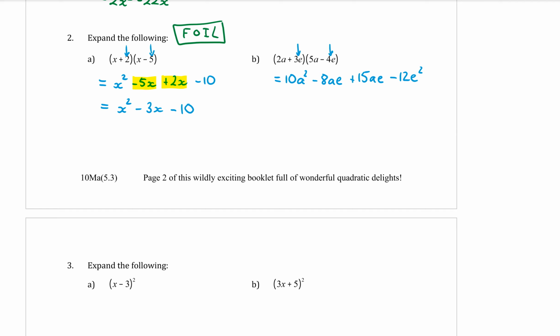We do have some like terms here, minus 8ae and a positive 15ae. So we will get 10a squared, minus 8 plus 15 will combine to make a positive 7ae, and the negative 12e squared sits on the end.